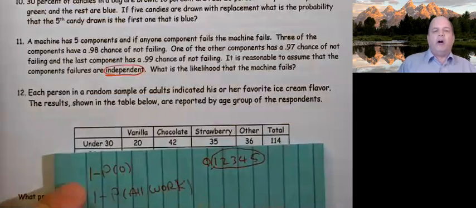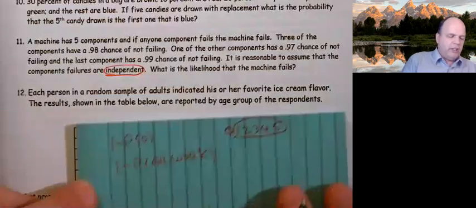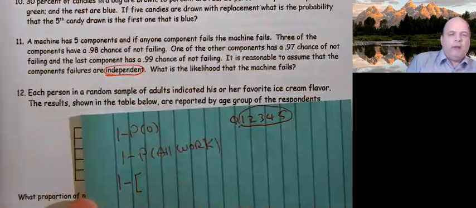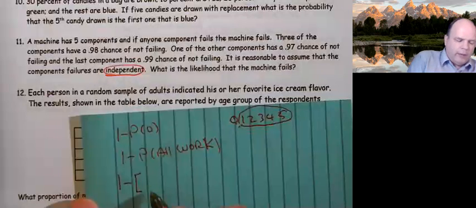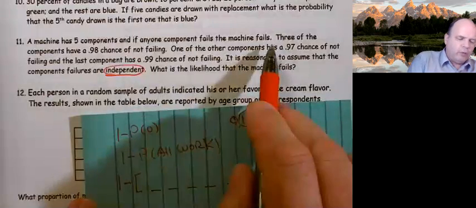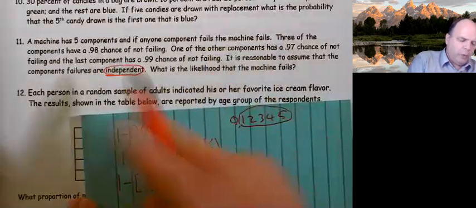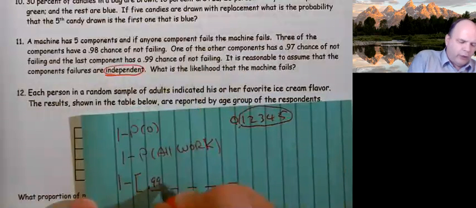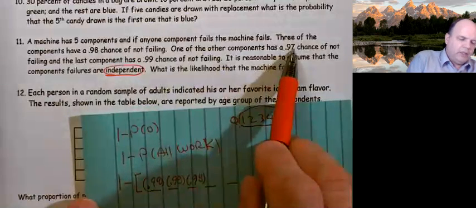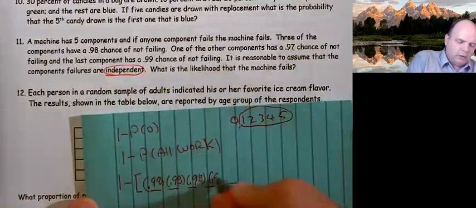All right, all work. So what is the probability that they all work? Well, we have 5 components, so let's do them. And it's an independent issue. So we have 5 blanks, 1, 2, 3, 4, 5. So the probability the first one works is 0.98. Matter of fact, the first 3 are 0.98. One of the other components has a 0.97. And the last one is 0.99.